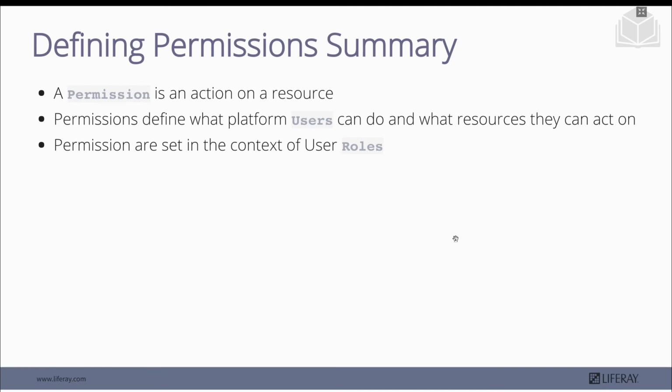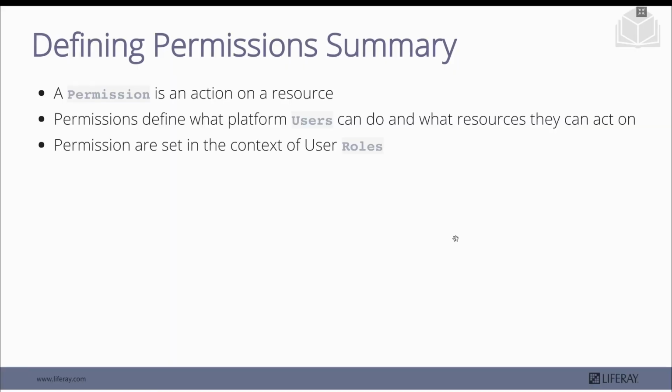Starting off, defining permissions summary. A permission is an action upon a resource. Permissions define what platform users can do and what resources they can act on. Since users are pretty much the only thing working in Liferay, we can only perform or add permissions to users within Liferay, or the platform. And permissions are set in the context of user roles. The idea here is you have a role, which is a collection of permissions. Assign the role to a specific user, and they inherit all of the permissions of that role.